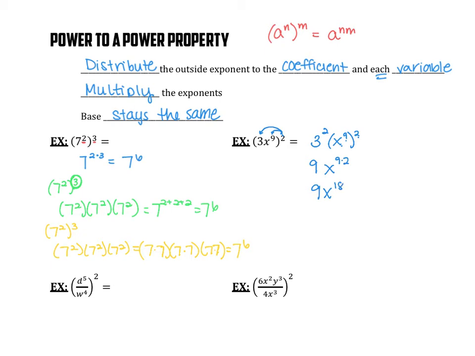Well, if we wanted to look at this a different way, just to check to make sure we did our work correctly, 3x to the 9th squared means that we're going to multiply 3x to the 9th times 3x to the 9th. And I know using my product rule, I would multiply normal numbers by normal numbers, and then x to the 9th times x to the 9th to get x to the 18th when I add those exponents together. So we get the same thing either way.